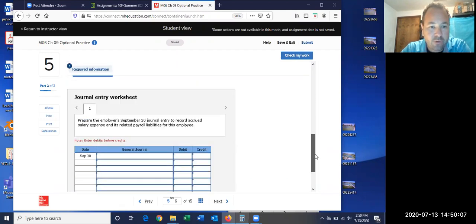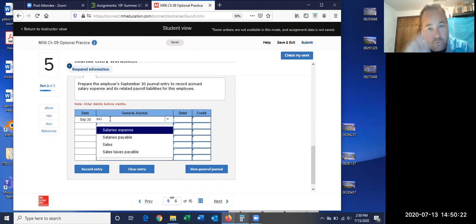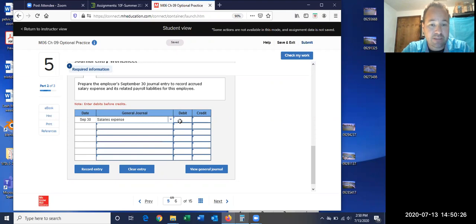Now we can come down here and do the journal entry. So we're going to record the employer's September 3rd journal entry to the salary expense. We're just doing part 1 on this problem, and we're going to do the second journal entry in number 6. So we got our salary expense for the $800. So that's how much they owed.